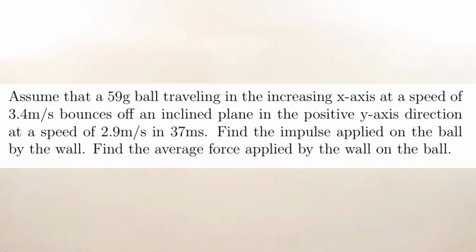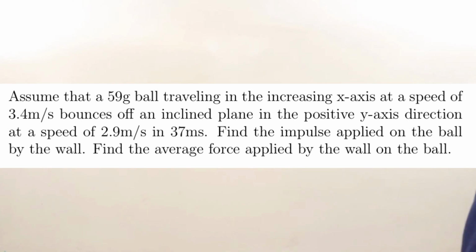Assume that a 59-gram ball traveling in the increasing x-axis at a speed of 33.4 meters per second bounces off an inclined plane in the positive y-axis direction at a speed of 2.9 meters per second in 37 milliseconds. Find the impulse applied on the ball by the wall. Find the average force applied by the wall on the ball.